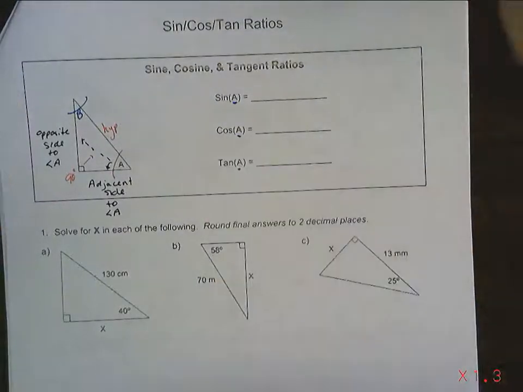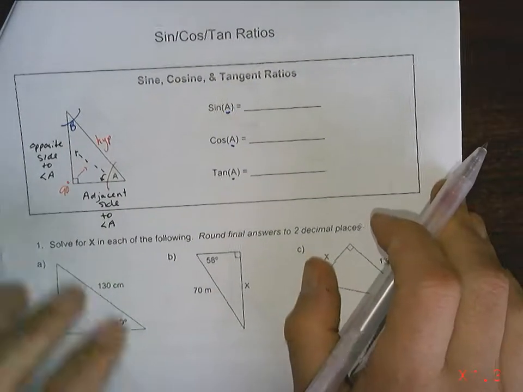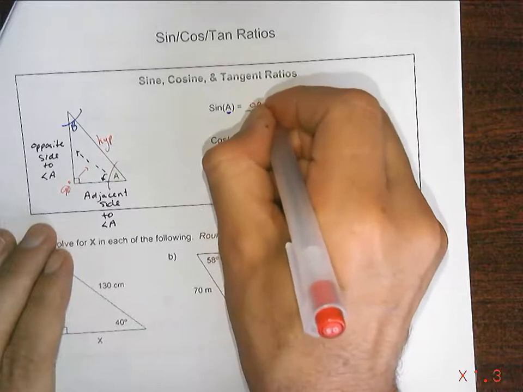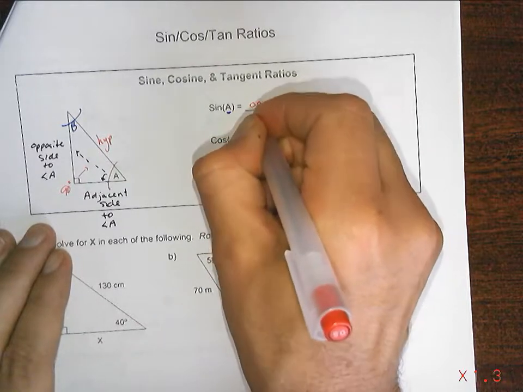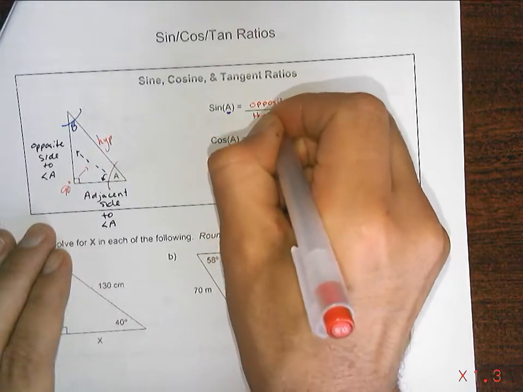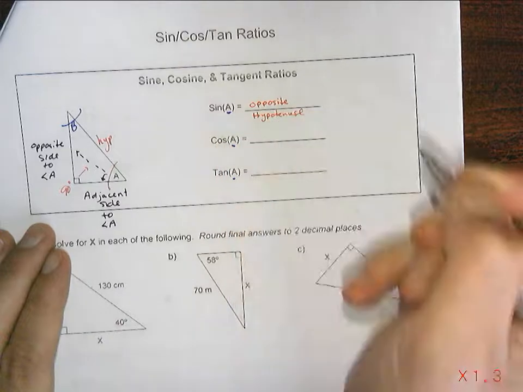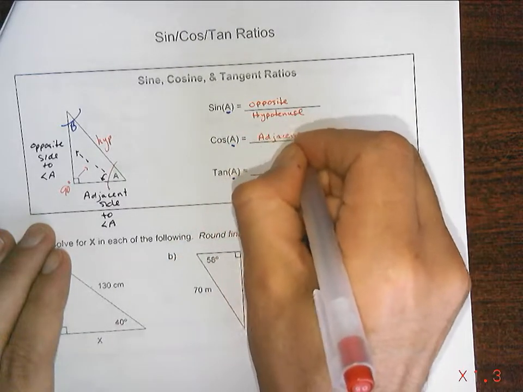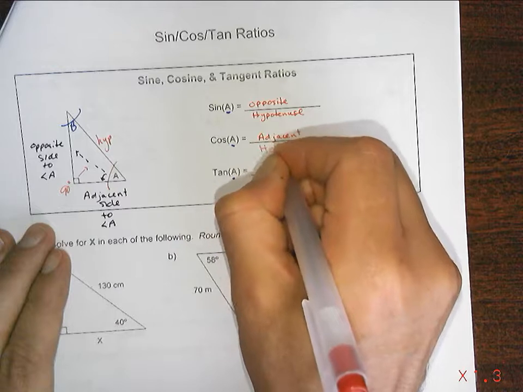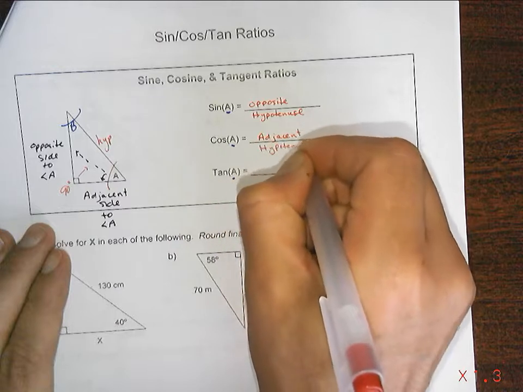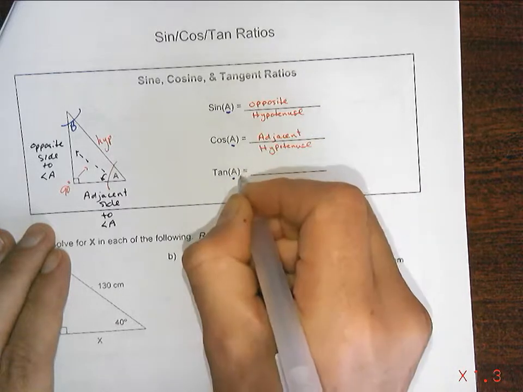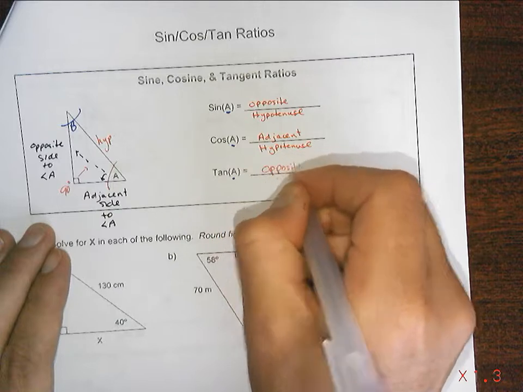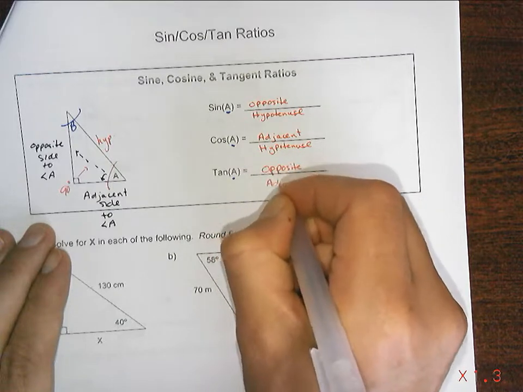So sine of angle A is equal to a ratio, and it's a side length ratio. It's going to be the opposite side divided by the hypotenuse side. Cosine is the adjacent side divided by the hypotenuse side. And tangent is going to be the opposite side divided by the adjacent side.